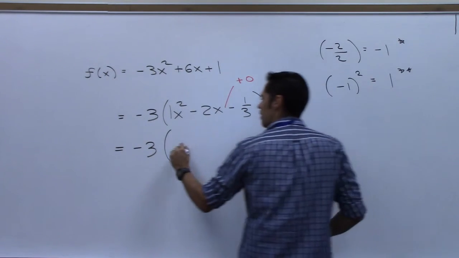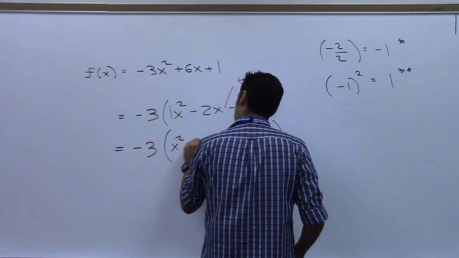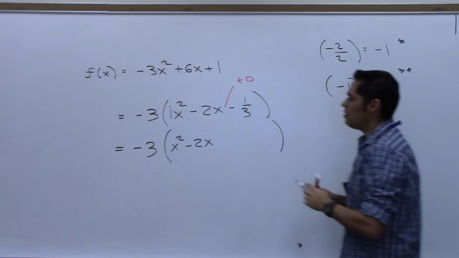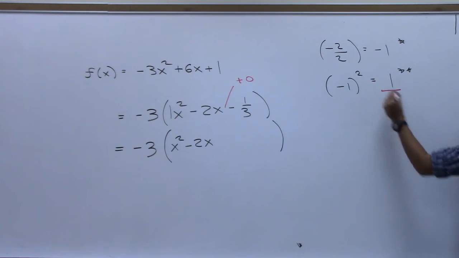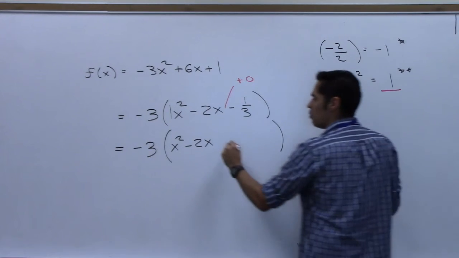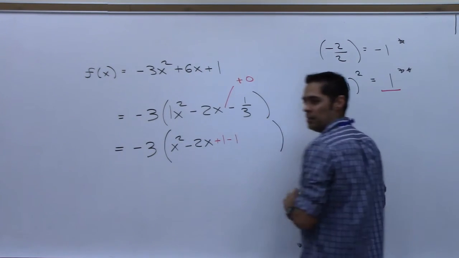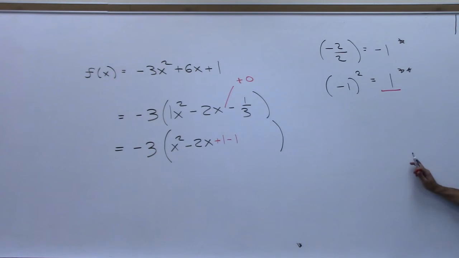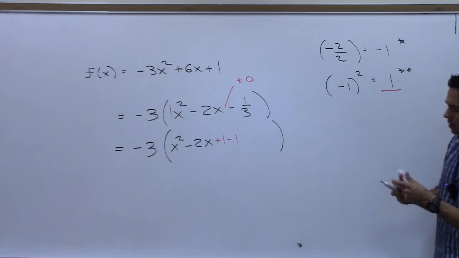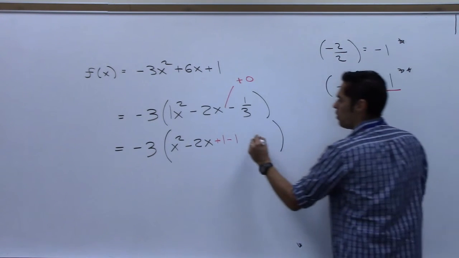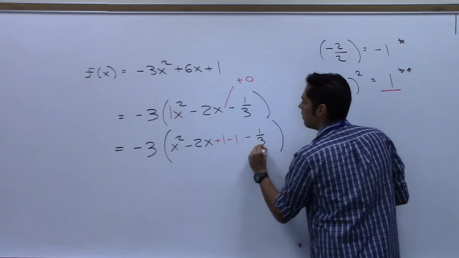So I'm going to write down x squared minus 2x, but my hidden 0 I'm going to write in here using this number, which is going to be plus 1 minus 1. Do not do minus 1 plus 1. It's plus 1 minus 1. Are you always going to do plus then minus? Yes, always plus then minus for completing the square. And then what's still in there next to this? Minus 1/3. Like that, right?